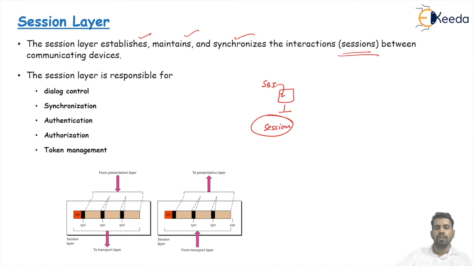Dialog control means allowing two systems to enter into a dialog, the same thing as we see in the session. At the session layer, our PDU is the message. So we do not need to do any type of division, and we do not need to put any restriction on the data size, because a message is of any size at the session layer.